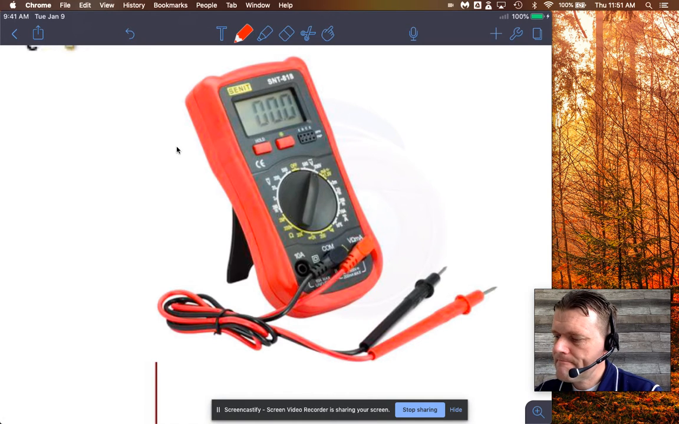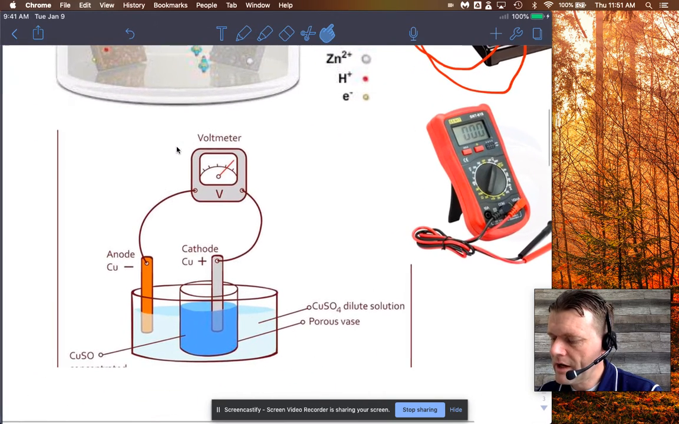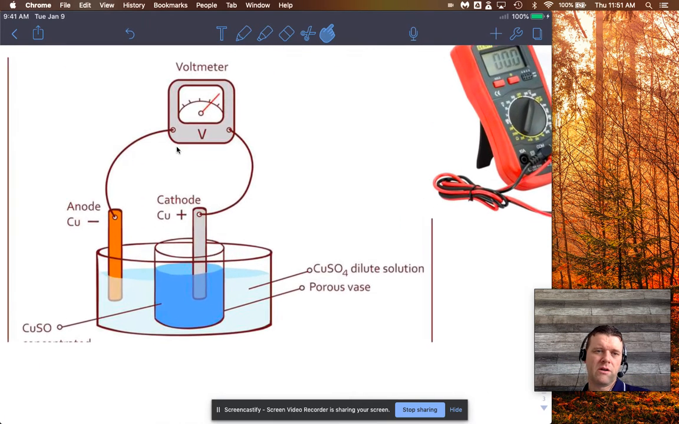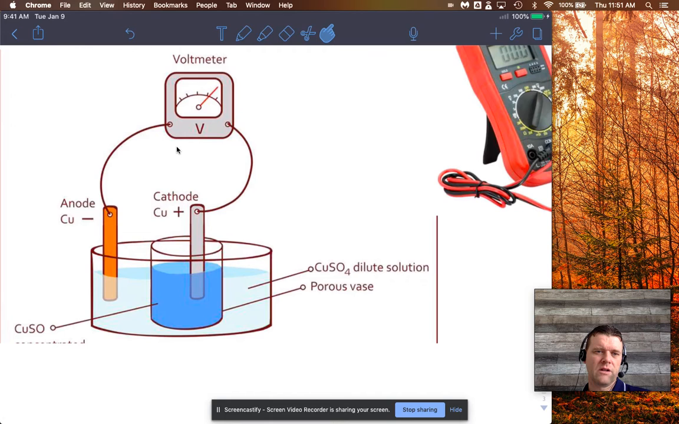So let's just go back here. Again, this little sketch at the bottom shows a voltmeter hooked up to copper. Actually, this is a copper cathode, and it looks like the anode also has some copper in it as well. That I don't want, the colors are probably better here. I don't want you to think that you can get a voltage with two copper cathodes, although one is negative and one's positive. So I'm not sure.